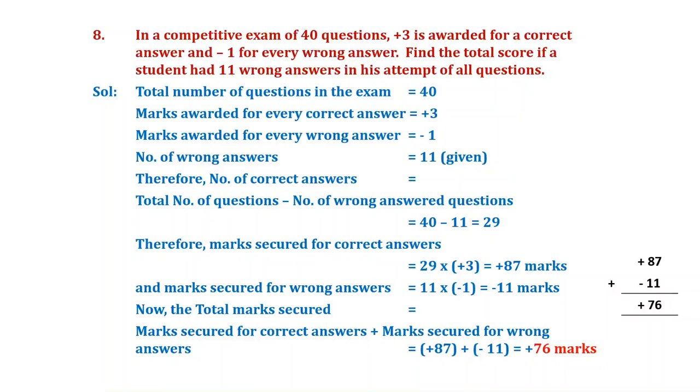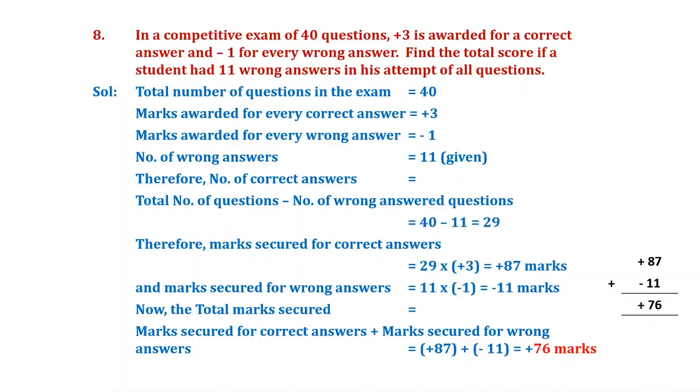So going to the solution, you see here the total number of questions in the exam is 40. Next, marks awarded for every correct answer is plus 3 marks, and marks awarded for every wrong answer is minus 1 mark. Okay, next, the number of wrong answers is given as 11. So this is the data in your problem.